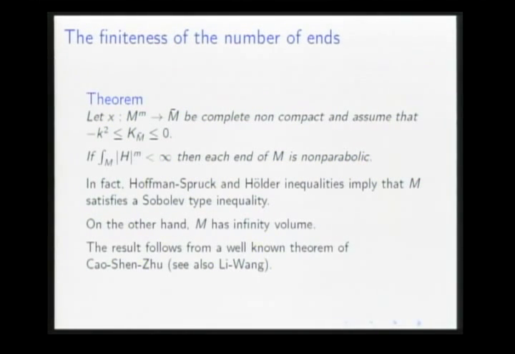Then the result follows from a well-known theorem of Cao-Shen-Zhu and also Li-Wang, that for a complete non-compact manifold which satisfies a Sobolev type inequality, each end is non-parabolic or has finite volume. So in our case, each end is non-parabolic. So this is exactly the condition in terms of Carron and Fu Xu. So in their theorem, they also have a bound for all ends of M.